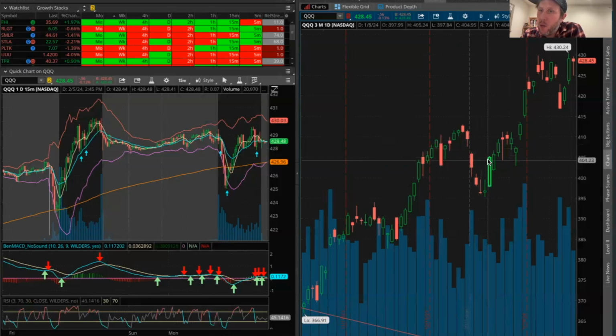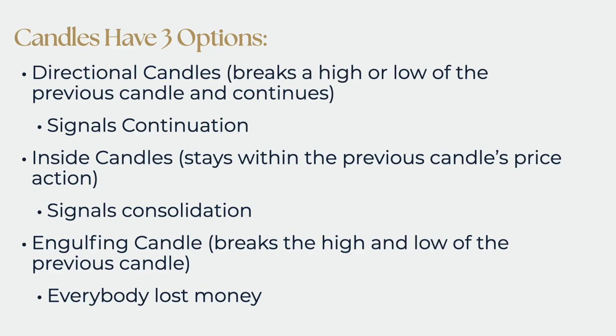And then the other one would be an engulfing candle. An engulfing candle, oh, here's one right here. Not quite. An engulfing candle, here we go, here's one. An engulfing candle means it breaks both sides of the previous candle, meaning it faked everybody out. People thought it was going to come down this way. People thought it was going to go up that way. Everybody lost money on that day, is what that candle tells you. Okay. So those are the only three options you have with a candle. They're directional, either up or down. They're inside, or they are engulfing both directions, and everybody's losing money.